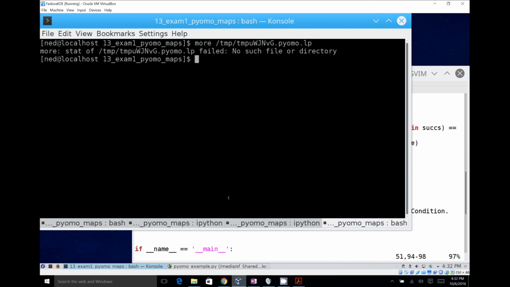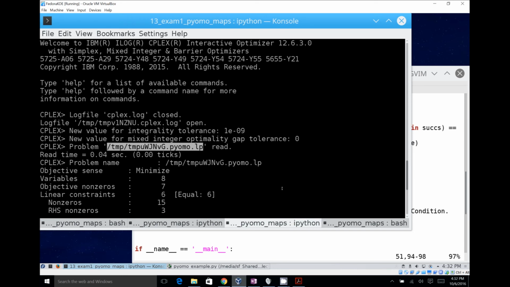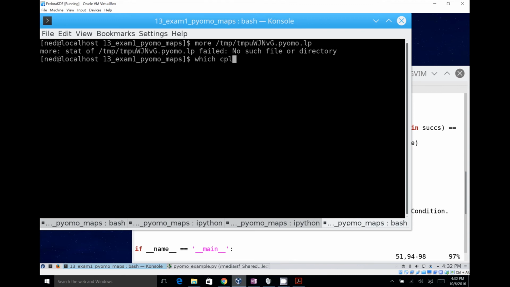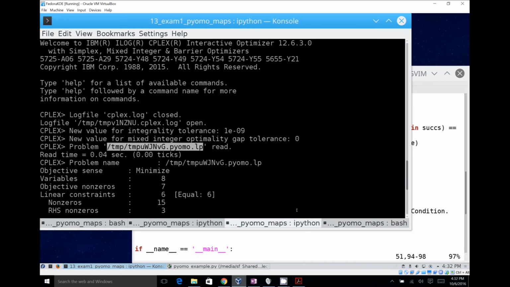Say again? Where does Pyomo look for the Cplex interface file? There's a Cplex executable, and it's going to look for it in the path. Here, if I type, yeah, it's in my actual path. So I'll have to add the path of the installation. That's right.